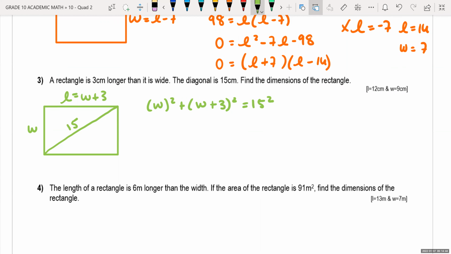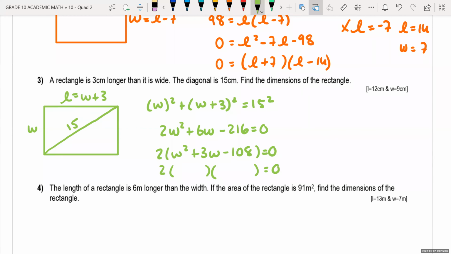Expand, simplify, and you will end up getting 2w squared plus 6w minus 216 is equal to 0. You should be able to factor out the 2, so it's going to be w squared plus 3w minus 108 is equal to 0. And then this is a simple trinomial. So again, use your calculator, find numbers that are 3 apart and multiply to 108. So it'll be (w minus 9)(w plus 12). So your answer is w is equal to 9 centimeters or w is equal to negative 12.